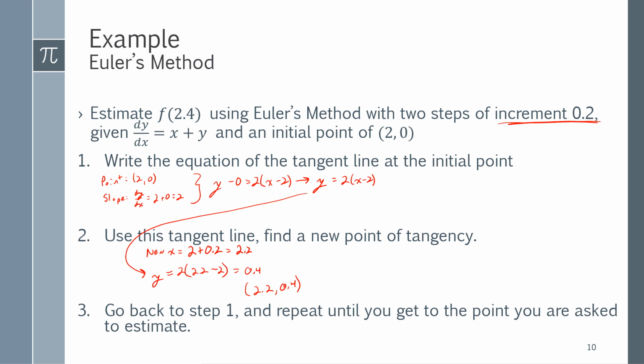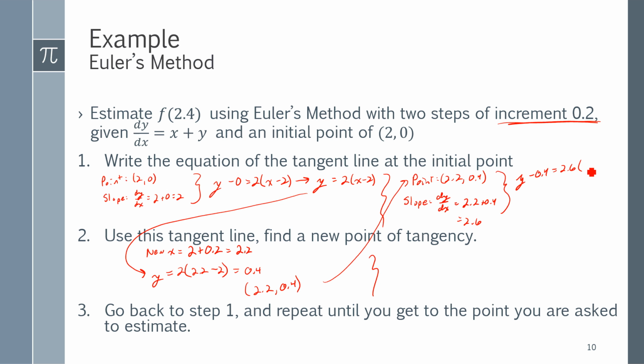I now need to take a second step, because they tell me to take 2 steps, so let's repeat these steps. Using this point (2.2, 0.4), let's write the equation of a tangent line there. The differential equation tells me dy/dx is equal to x plus y, so my slope is 2.6. So I get y minus 0.4 equals 2.6 times (x minus 2.2). I'm going to get y by itself just because of how I'm going to be using this.